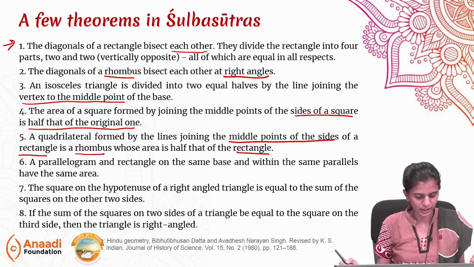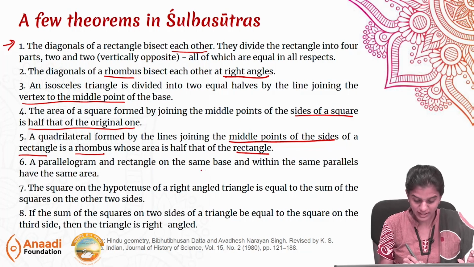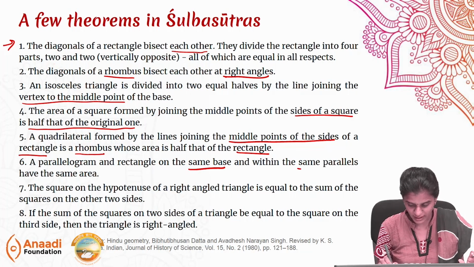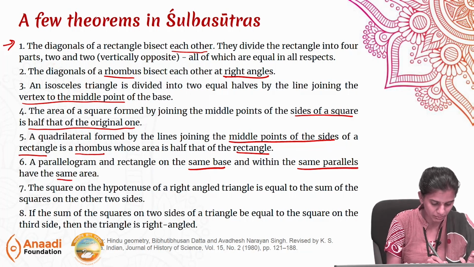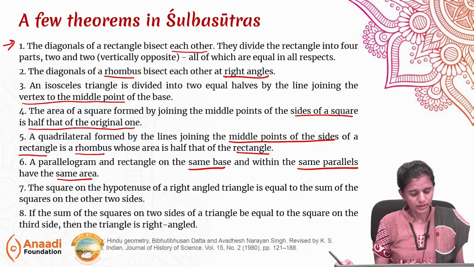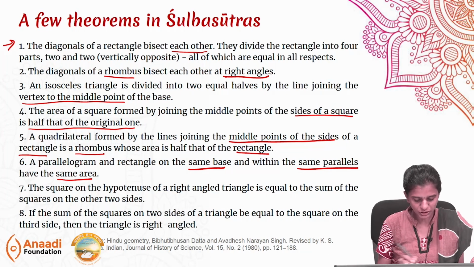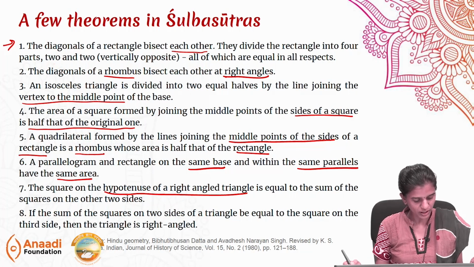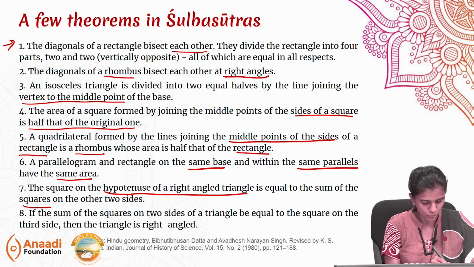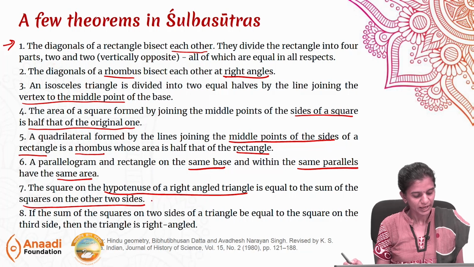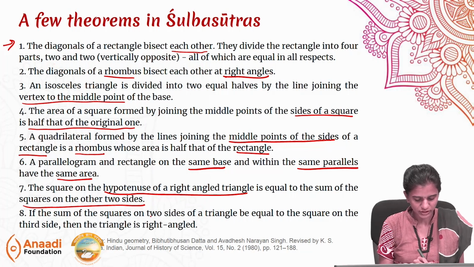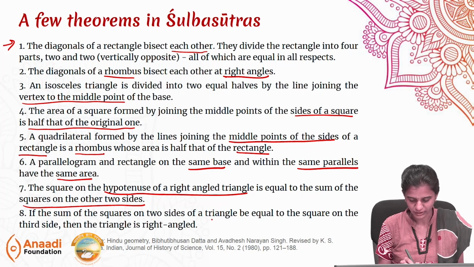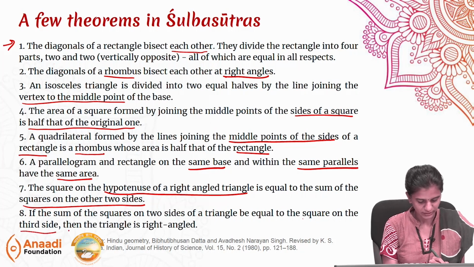A parallelogram and rectangle on the same base within the same parallels have the same area. The square on the hypotenuse of the right angle triangle is equal to the sum of the squares on the two sides. If the sum of the squares on the two sides of a triangle be equal to the square on the third side, then the triangle is right angled.